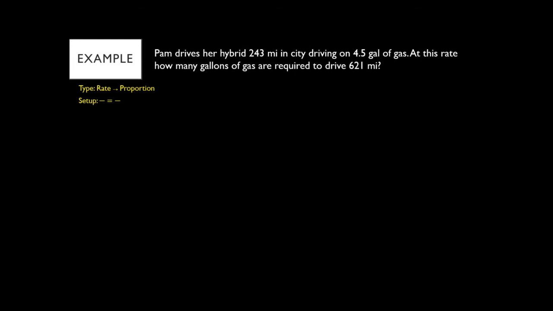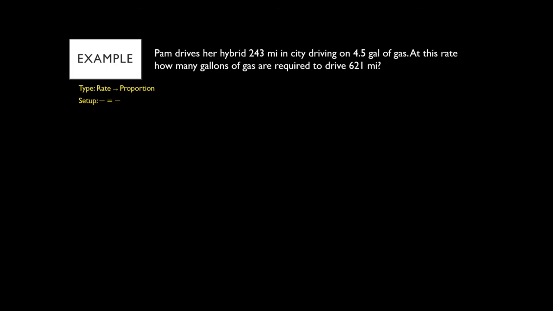Moving on here, so this is also set up as a proportion, but this is specifically a rate type of proportion where you're thinking about it in terms of your speed, and it's not necessarily as clear that it's a proportion as maybe the other ones. So Pam drives her hybrid 243 miles in city driving on 4.5 gallons of gas. If she, at this rate, so basically using the miles per gallon, that's the rate, how many gallons of gas are required to drive 621 miles?